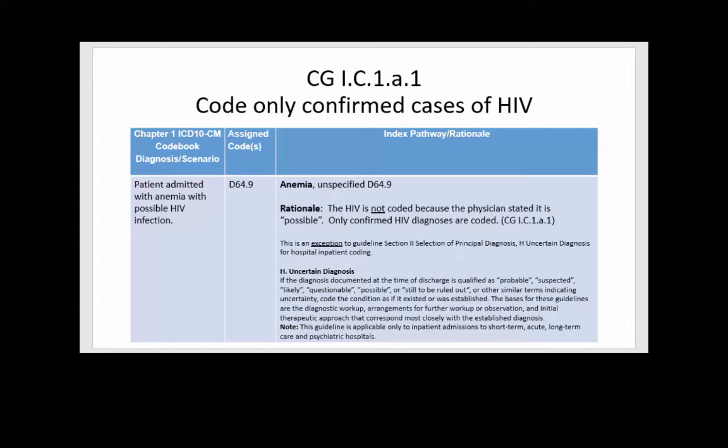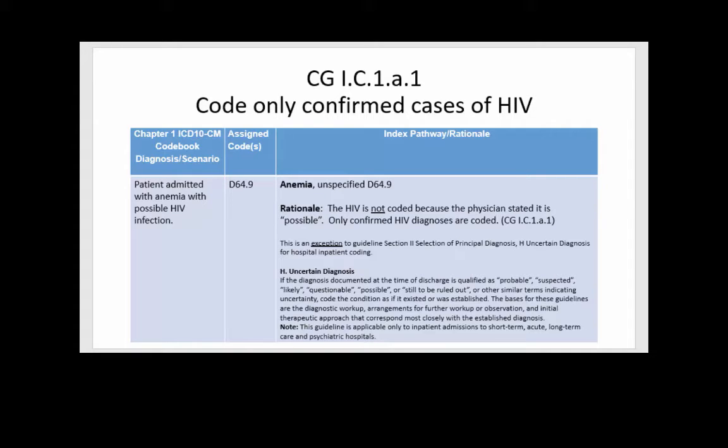What I've given you here in this slide is a possible scenario where the physician might say, patient admitted with anemia with possible HIV infection. You would only code the anemia. I have the anemia here for the index pathway, and the rationale for the code you selected is the HIV is not coded because the physician stated it is possible, only confirmed cases are coded. And there's your coding guideline here.